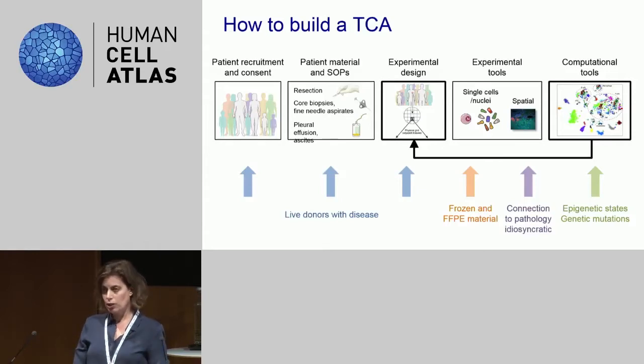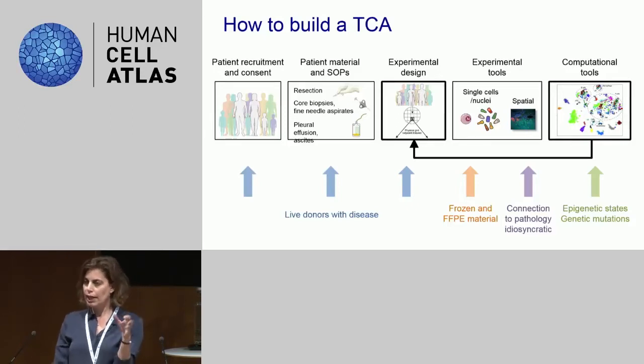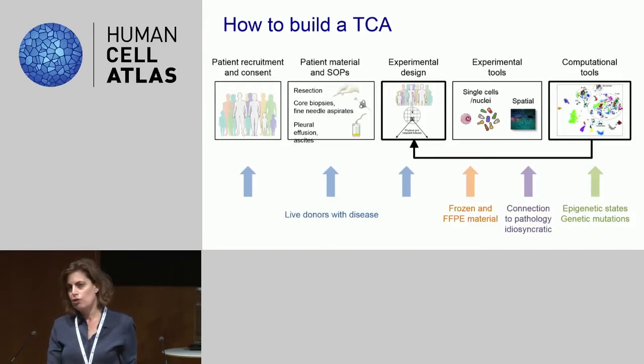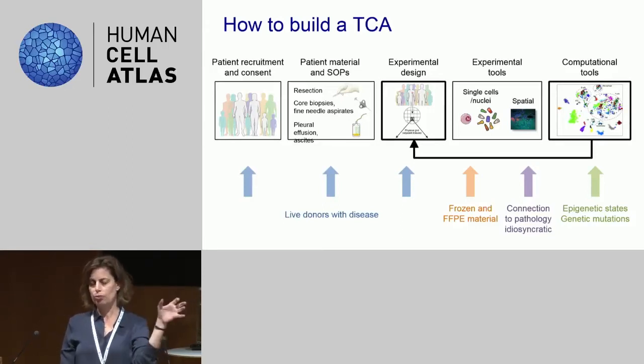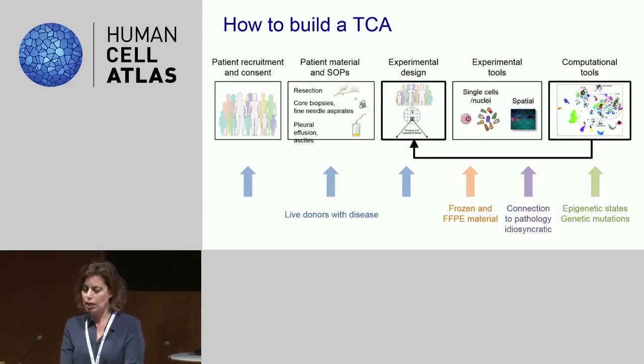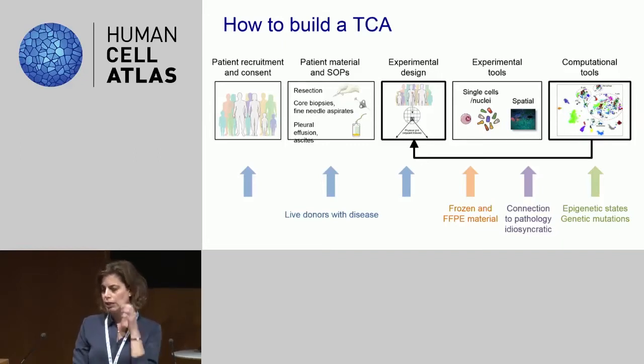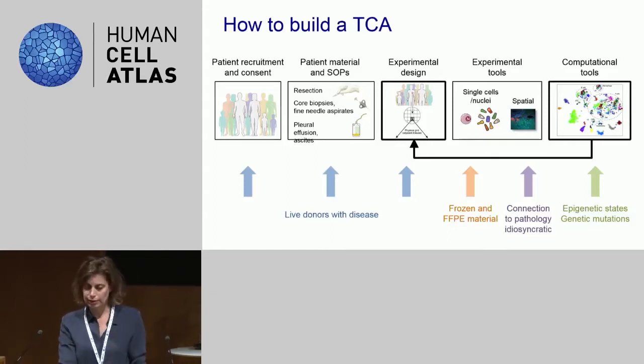In terms of spatial analysis, there's a big challenge in connecting back to pathology. We need to understand where exactly the tumor came from. And on top of it, most tumors are also idiosyncratic. That means that they're non-canonical. So if you take a tumor from one person, it will be very different from another. And in terms of computational tools, we need to figure out what the epigenetic states are between all the cells, and also what the genetic mutations are that arise within the malignant cells.